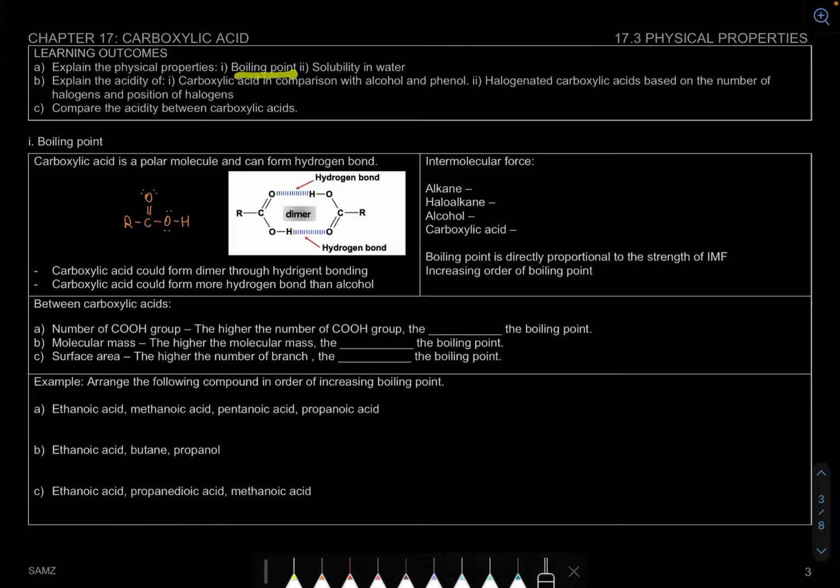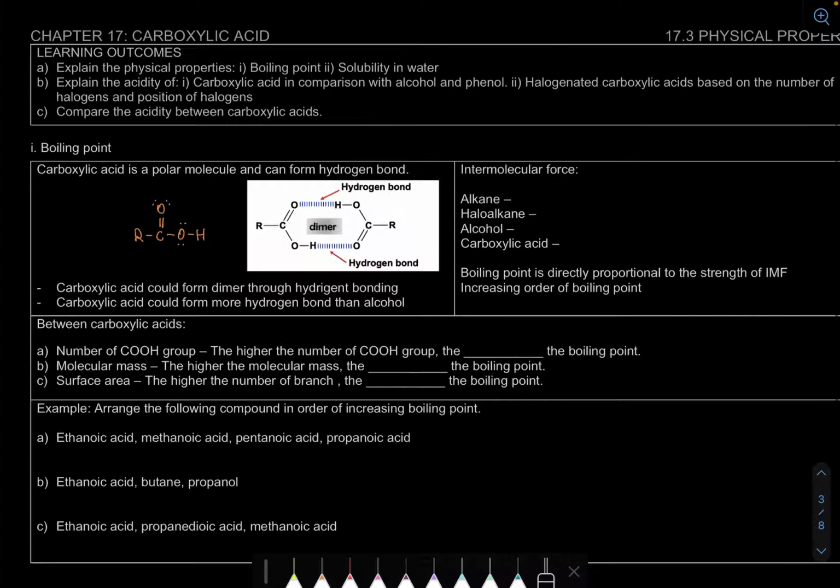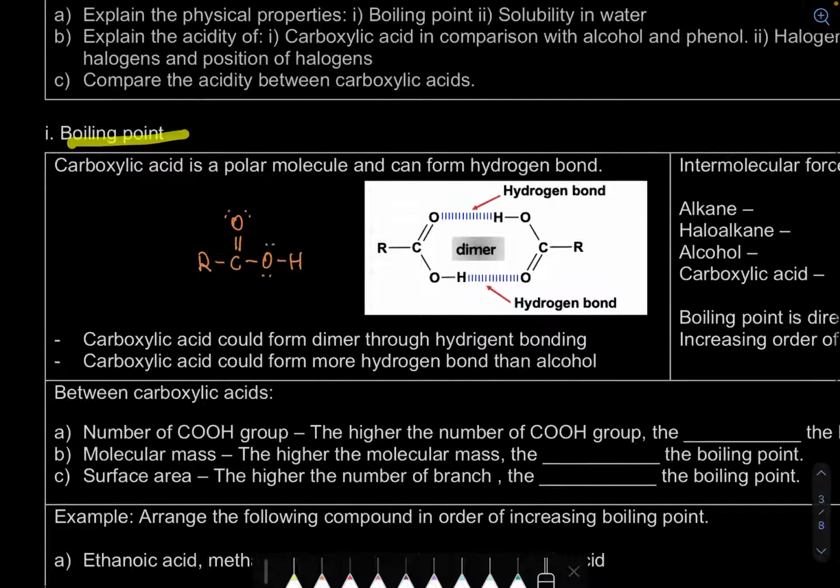Assalamualaikum and hello everyone. In this video, we're going to learn about the physical properties of carboxylic acid, looking at the boiling point and the solubility in water. Okay, so first let's look at the boiling point. Carboxylic acid is a polar molecule and can form hydrogen bonds. Why? Because of the presence of the OH, and then the lone pair on the oxygen itself here. So it is the same as alcohol.